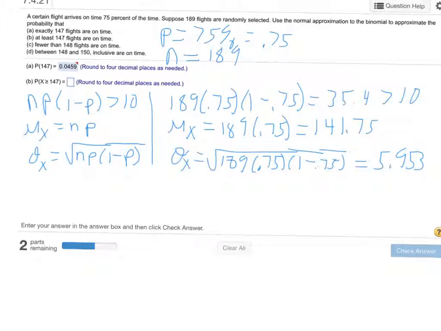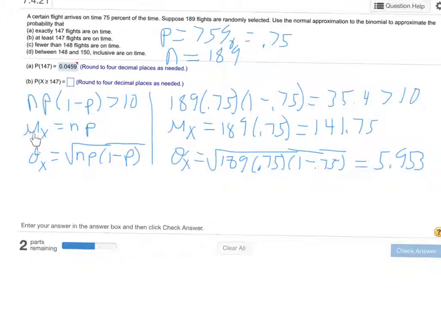Well, first thing you have to do is find out if this is going to approximate a normal distribution, and so this is the test for it. N times P times quantity 1 minus P has to be greater than 10. So I went ahead and put in the numbers. N was 189, P is 0.75, and I get a little over 35, 35.4, which is greater than 10. So we can proceed. If not, we would have to stop here.